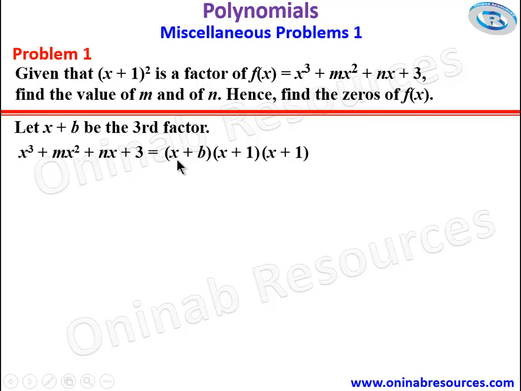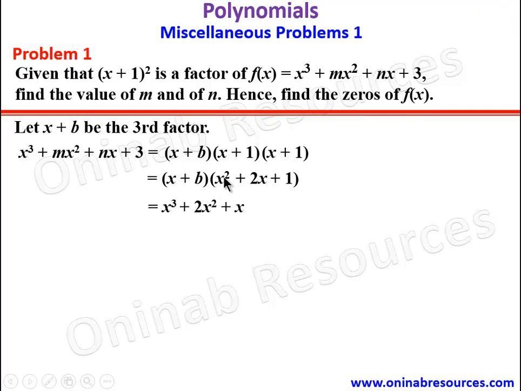So in our expansion, we have (x + b) into, expanding this, x squared + 2x + 1. Then we expand it finally. To expand this, we use this x to multiply every term in the second bracket. So x times x squared gives x cubed, x times 2x gives 2x squared, x times 1 gives x.